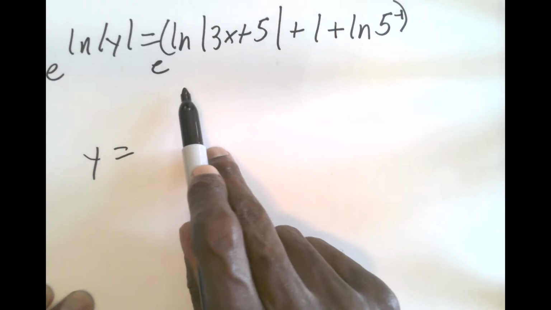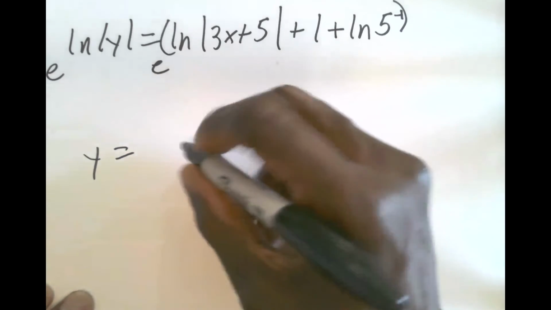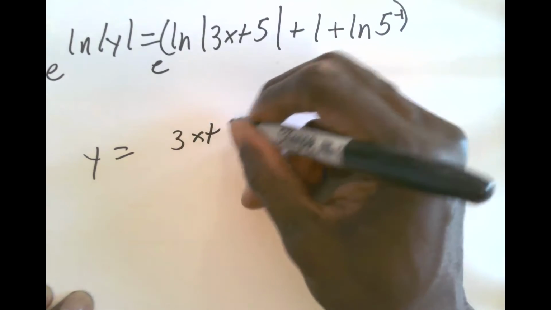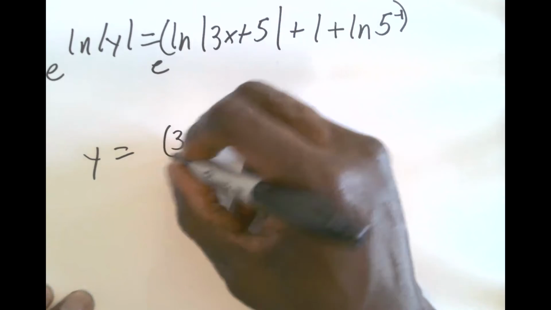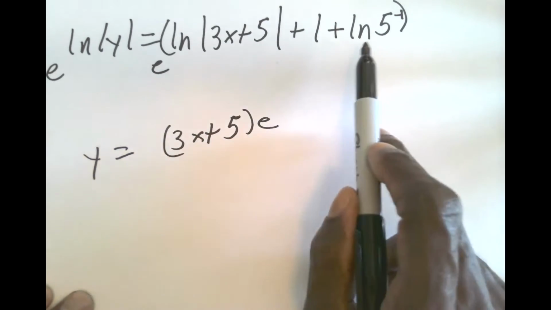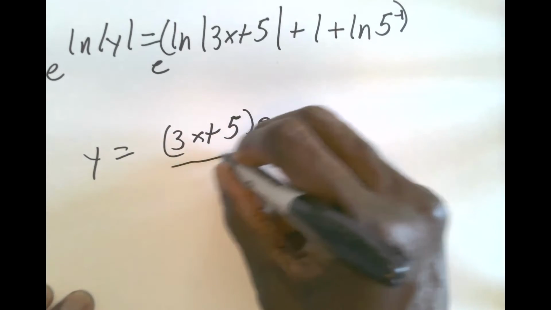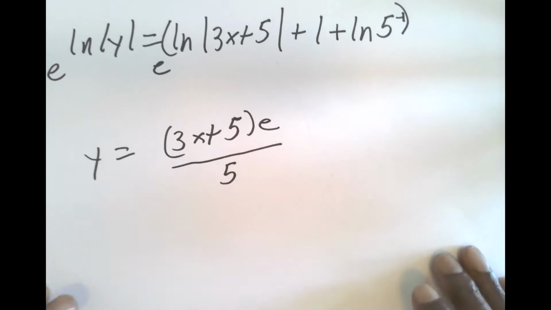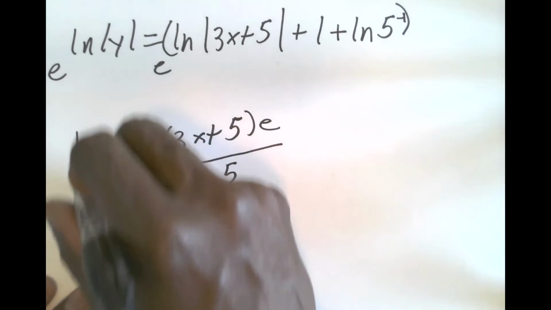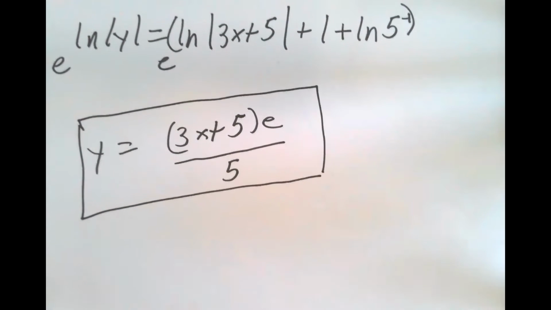So let me first do e to the ln of 3x plus 5. That'll just give me 3x plus 5. Let me now do e to the 1. That's just e. And let me do e to the ln of 5 to the negative 1. That's just going to give me 5 to the negative 1, or 1/5. And I can distribute the e if I want to. I don't want to. So this is the solution for that particular differential equation.